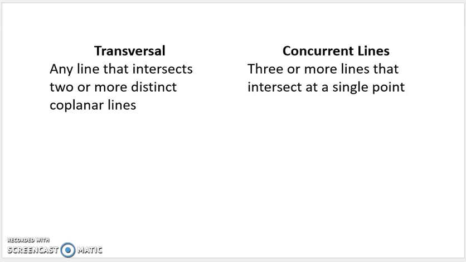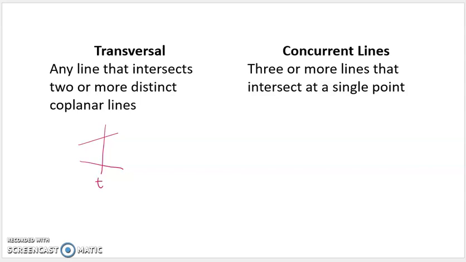What is a transversal? A transversal is any line that intersects two or more distinct coplanar lines. So if you have two lines like this, and a third line that crosses both of them, all lying on the same plane, then line T would be a transversal. Notice that the lines that it crosses don't need to be parallel. It's just that some interesting things happen when they are parallel.